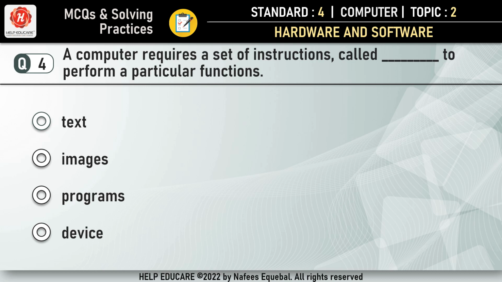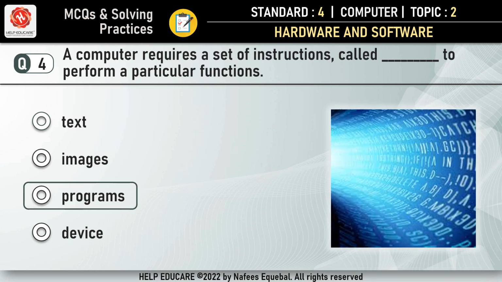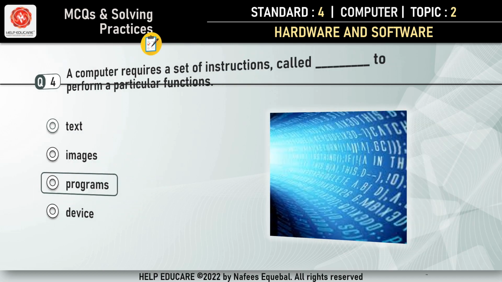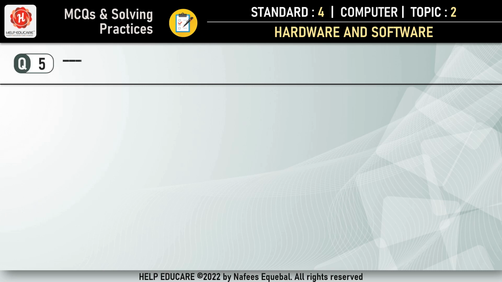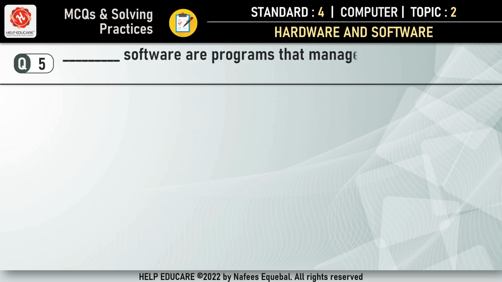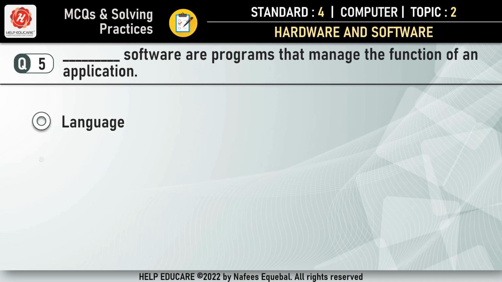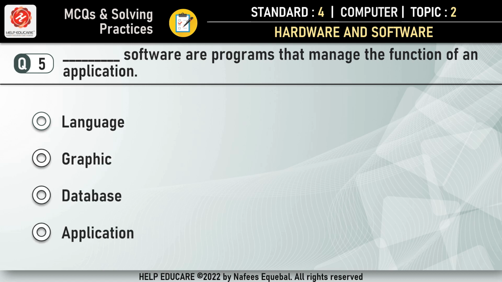Answer will be displayed in 10 seconds. Correct answer is programs. Question number 5. Dash software are programs that manage the function of an application. First option, language. Second option, graphic. Third option, database. Fourth option, application.